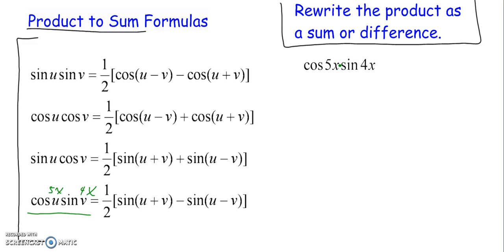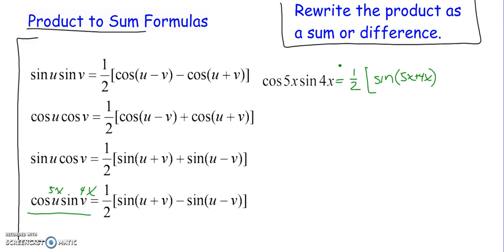And what I'm going to be able to do is take this right here, and expand it. I'm going to have 1/2 out in front. I'm going to have a bracket. It's going to be sine. I have to add up 5x plus 4x. Now, most people will probably do that in their head in future steps.